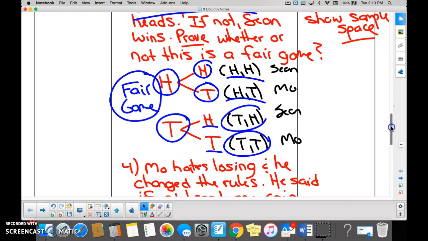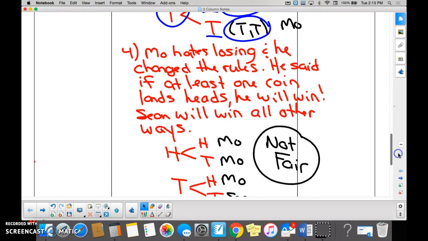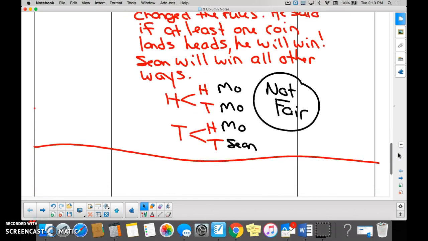And then down here, because Mo hates losing so much, he changed the rules. We redid the rules. We made another tree diagram, and we determined it wasn't a fair game, and you can read that one on your own.